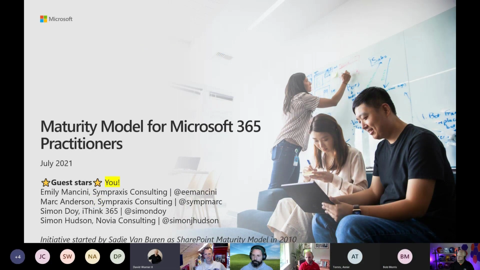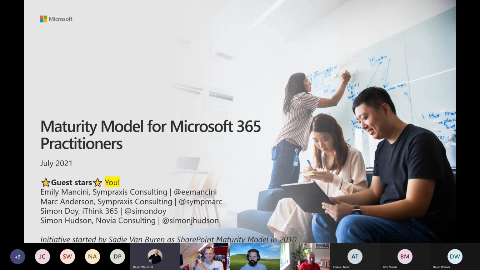2021's maturity model for Microsoft 365 practitioners. Marc and Emily have sort of dangerously let the two Simons run the show today. So I'd like to thank David for hosting and setting up the recording.